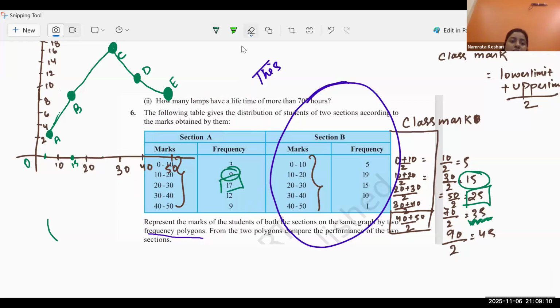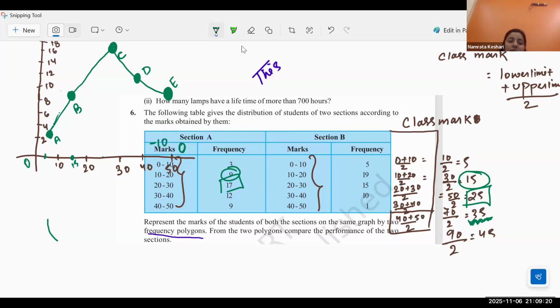So the first class interval is 0 to 10. Before that, I'm thinking the upper limit must be 0 and the lower limit can be minus 10. Minus 10 to 0. And the class mark for this one will be minus 5, right? You can check it with the formula as well: upper limit plus lower limit by 2. Okay, that is negative 5.